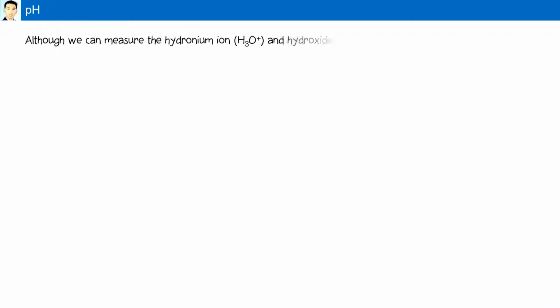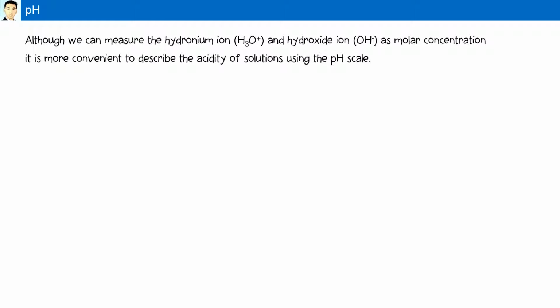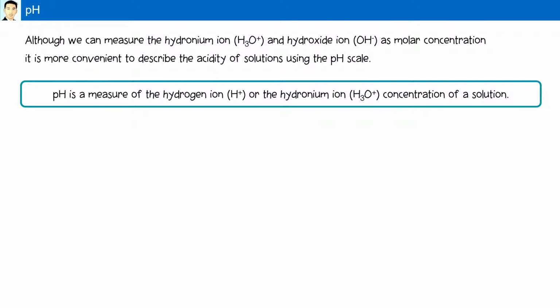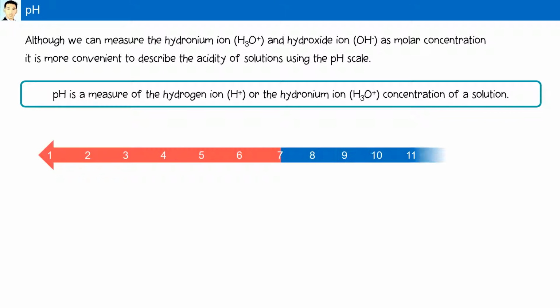pH. Although we can measure the hydronium ion and hydroxide ion as molar concentrations, it is more convenient to describe the acidity of solutions using the pH scale. What is the pH scale? The pH scale is a measure of the hydrogen ion or the hydronium ion concentration of a solution. The pH scale extends from 1 to 14. From 7 to 1, it's acidic, and from 7 to 14, it's basic.